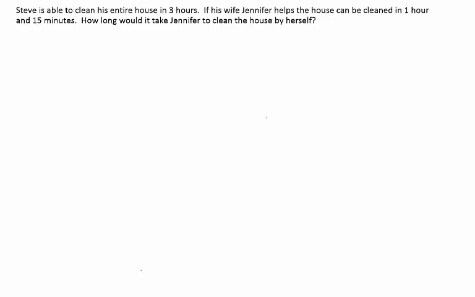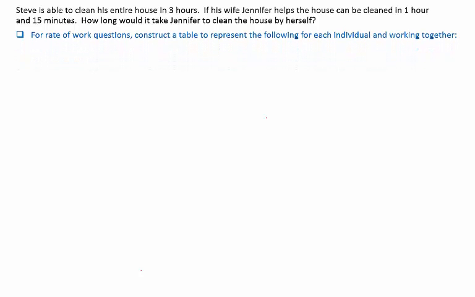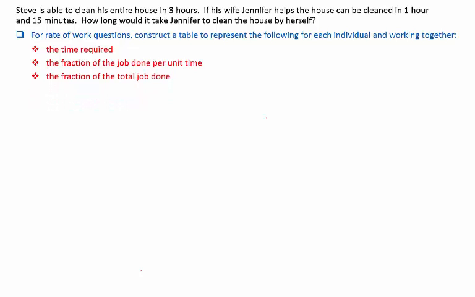For word problems involving rational equations, it is often helpful to use a table in order to develop the equation. For a rate of work question, such as this one, construct a table to represent the following for each individual and for working together. One column will have the time required, one will have the fraction of the job done per unit time, and one will have the fraction of the total job done.